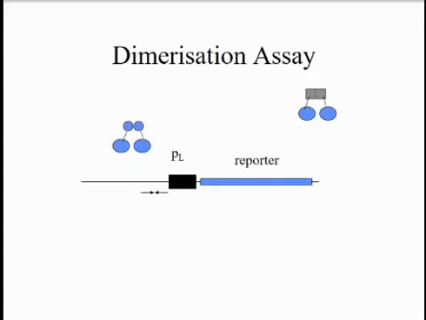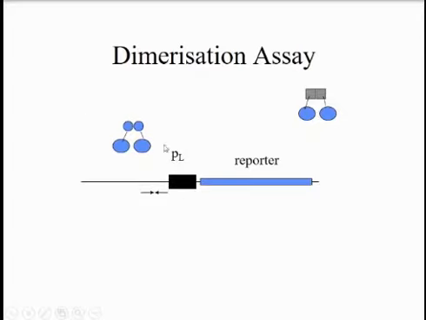And that is a similar sort of approach which is based on a different promoter. This is the PL promoter of lambda. You have a reporter. The key thing about this system is that it is normally very strongly repressed.